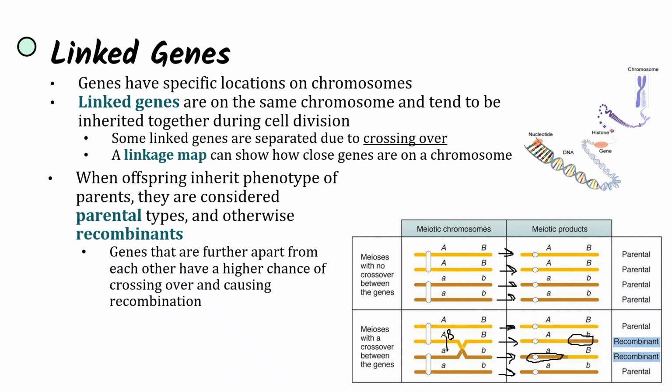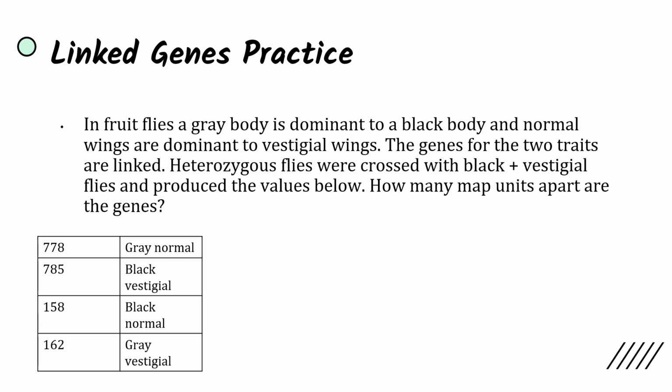However, genes that are further apart have a higher chance to be separated. So now to practice some linked genes. In fruit flies, a gray body is dominant to a black body, and normal wings are dominant to vestigial wings. And the genes for the two traits are linked. Heterozygous flies were crossed with black and vestigial flies and produced the values below. And the question is, how many map units apart are the genes?